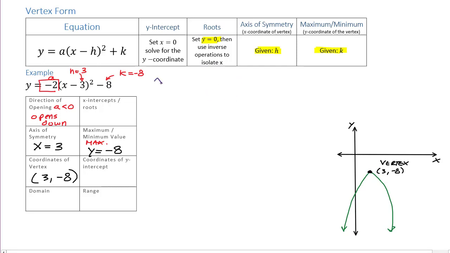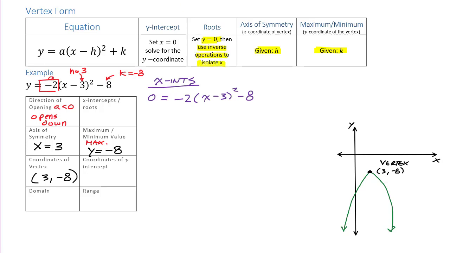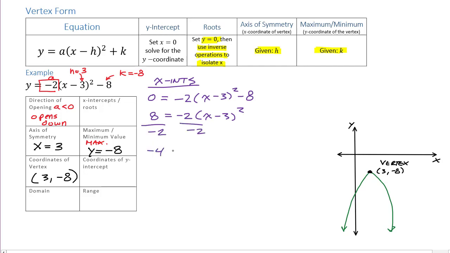Okay, so let's do that. Let's find our x-intercepts, also known as our roots. Okay, so to do that, here's what we're going to do. We set y equal to 0, because our x-intercepts occur on the x-axis when y is 0. So 0 = -2(x - 3)^2 - 8. And then what we're going to do is use inverse operations to isolate x. So just solve for x. So this should be pretty easy for you. We're going to add 8 to both sides to get the 8 moved over. Then we are going to divide both sides by -2 to get rid of the -2, so we have -4 = (x - 3)^2.